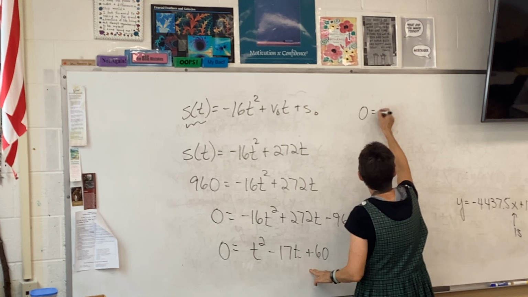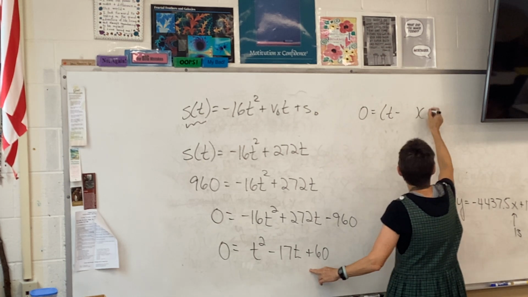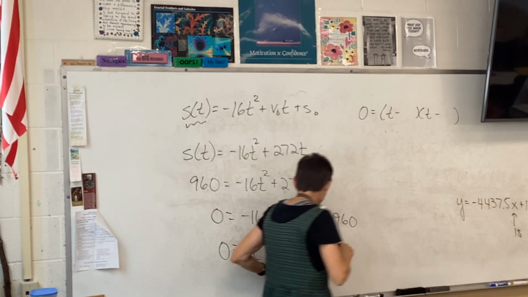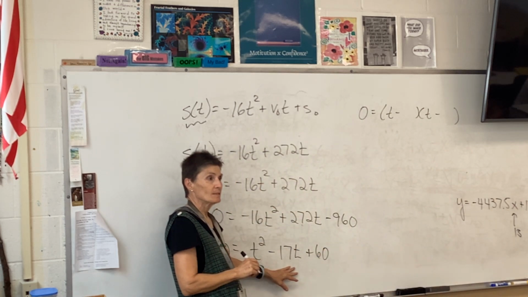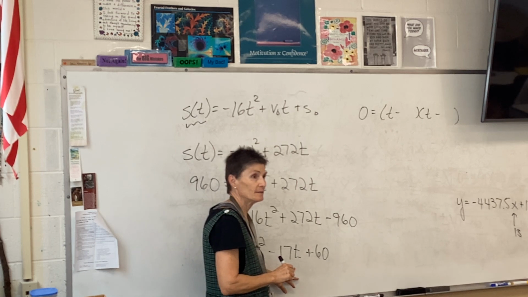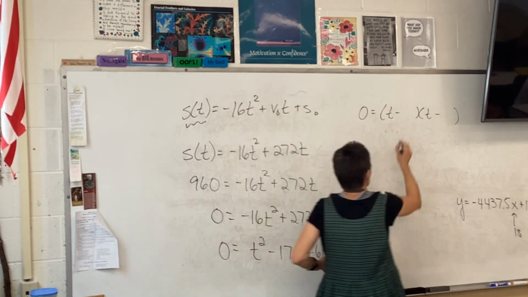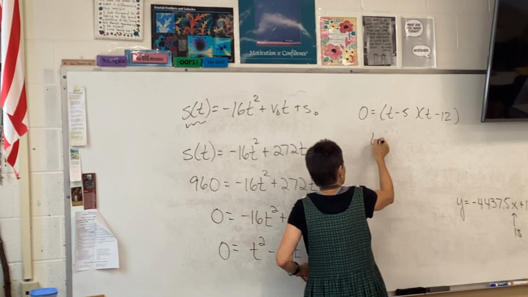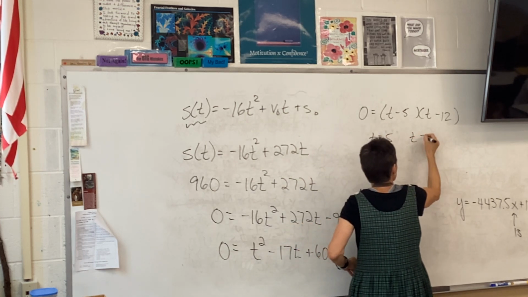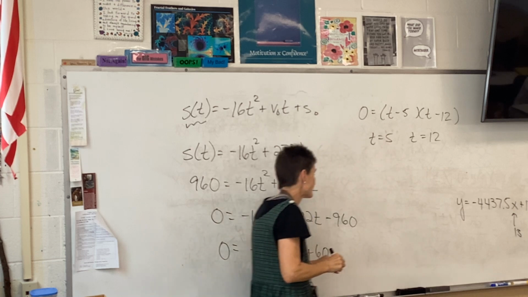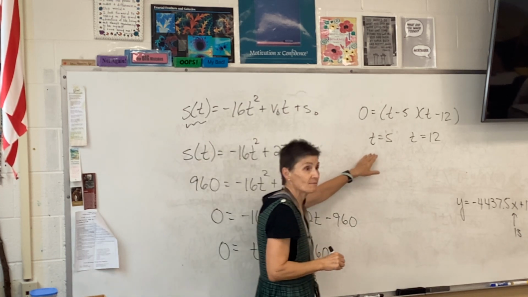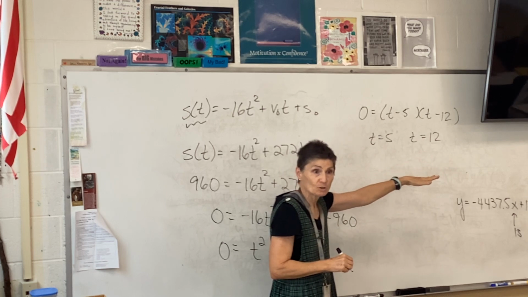So we're going to have T what? 3? No, because they both have to be negative. Negative 5. So it has to be 5 and 12. So that means T is 5 and T is 12. So when is the ball 960 feet above the ground? At 5 seconds and at 12 seconds.